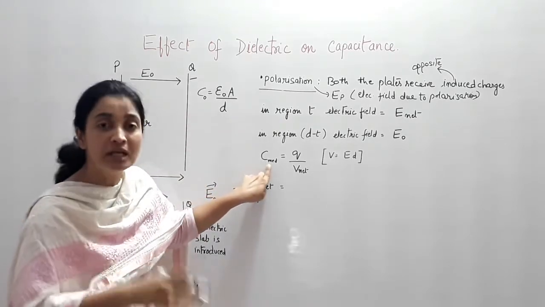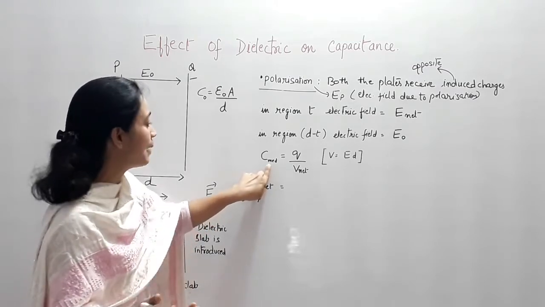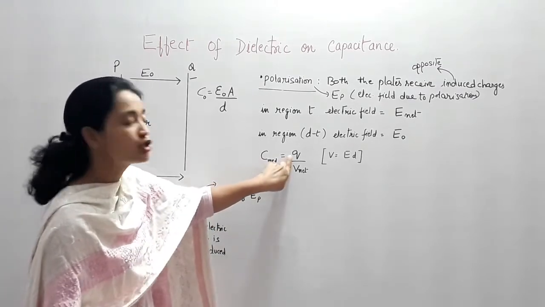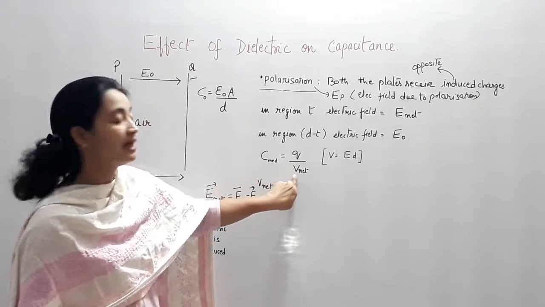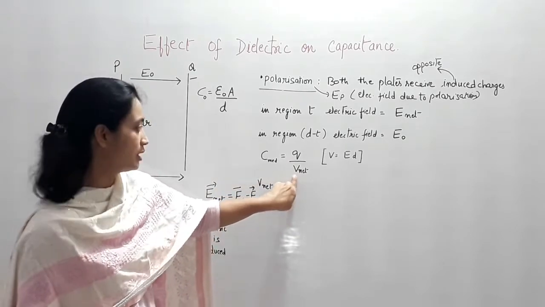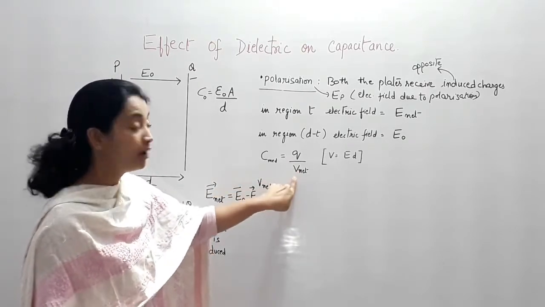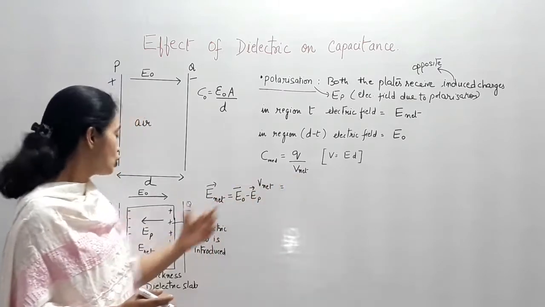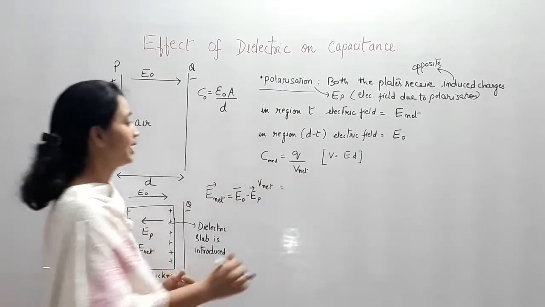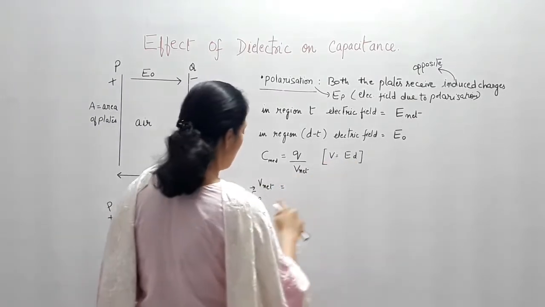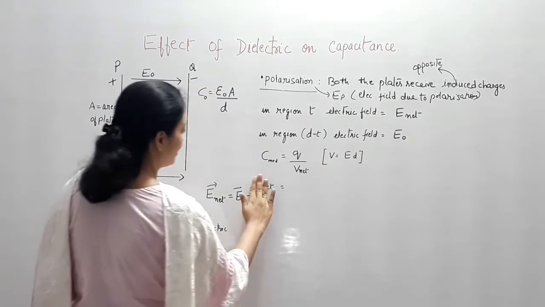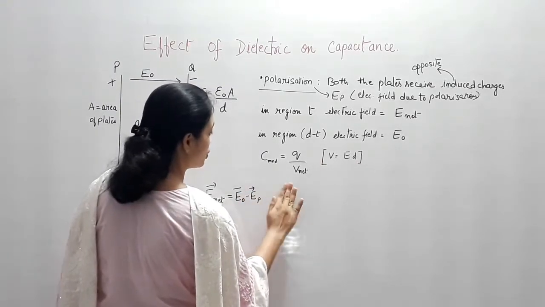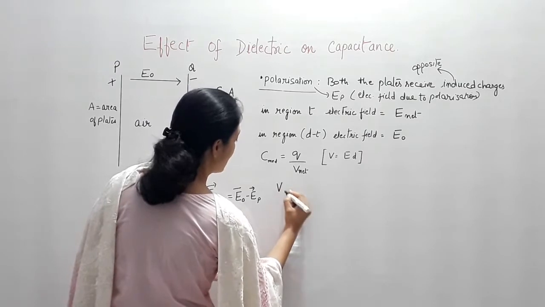When there is some medium, that is the dielectric slab, in between the plates, the charge remains the same, only there is a change in potential difference. Why? Because V is related to the distance between the plates. V is equal to ED. Now we are interested in finding the net value of potential. So how to find V net?